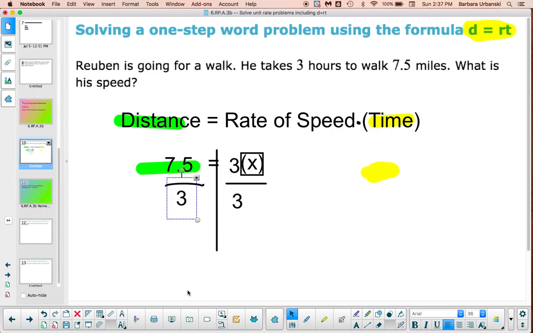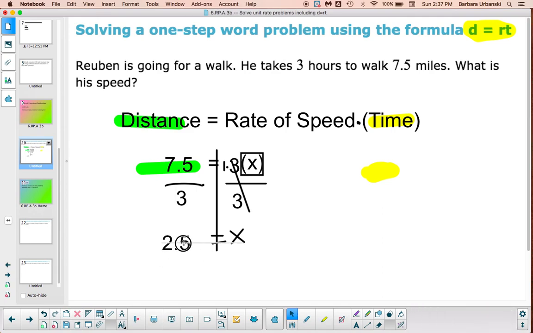And so here, I know that 3 divided by 3 simplifies to 1. So I have 1 times x, which would leave me with just x. Okay? And my x is going to equal 7.5 divided by 3. You can put that in your calculator, 7.5 divided by 3, and you'd end up with 2.5. And that would be your answer. That's all there is to it. And do your division correctly. Make sure you remember distance equals rate times time, and you're all set. That's it.